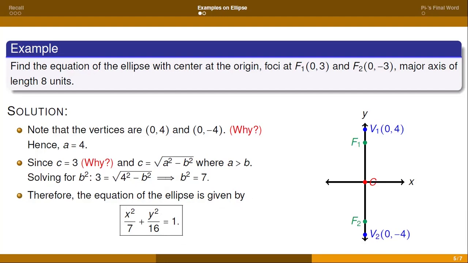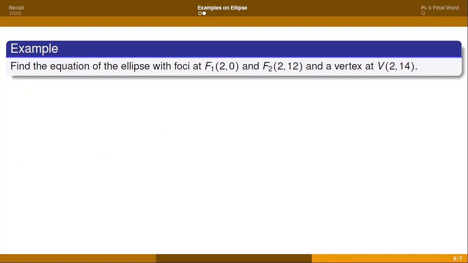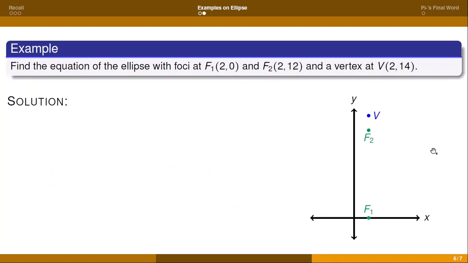Let's move on to the next one. So for this next one, our goal is to find the equation of the ellipse with foci at f1 given by (2, 0) and f2 given by (2, 12) and a vertex at (2, 14). So again, first step, plot what we have. So plotting what we have here: the first focus, the second focus, and a vertex out here.